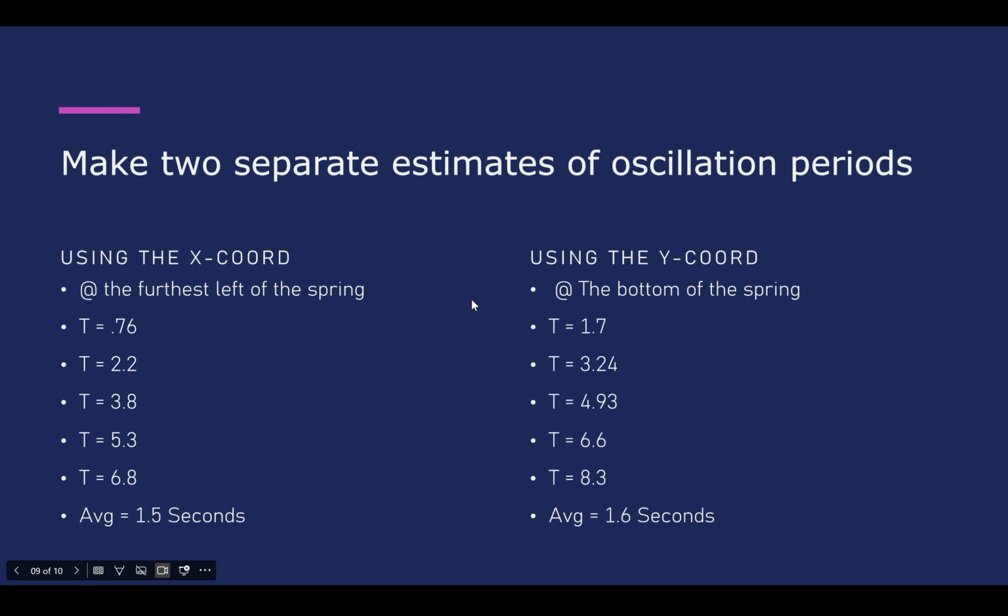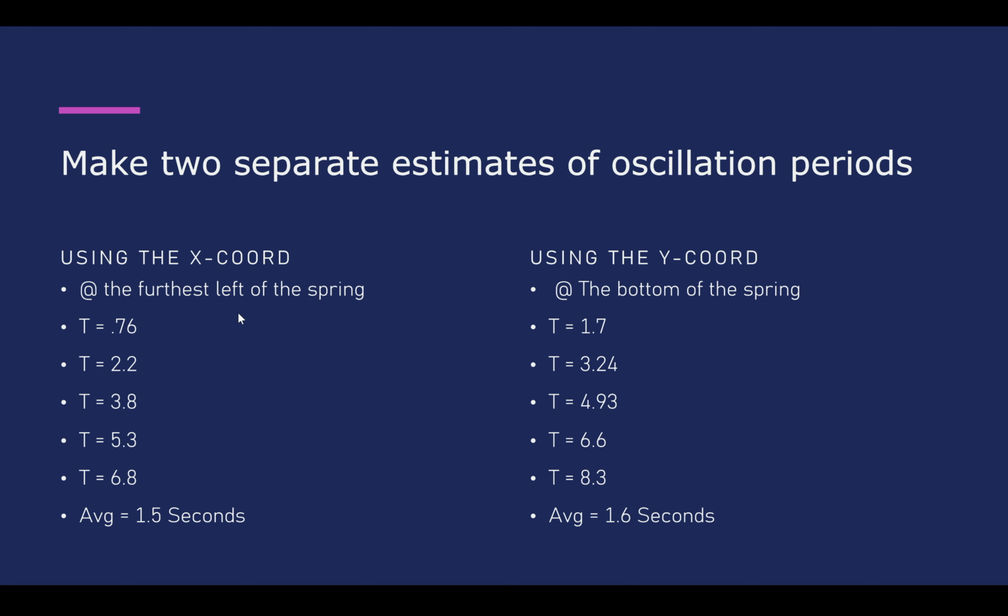All right, and then we want to make two separate estimates of the oscillation period. If you look at the actual Tracker data, you can find the place where it was at its lowest point. This one was easier to find. These are the times at all of them. You subtract and then divide. You get about 1.6 seconds.